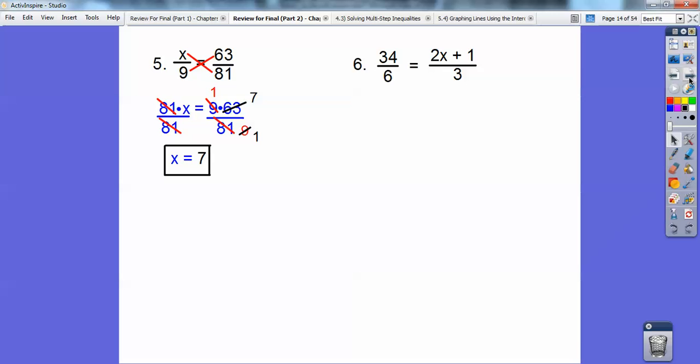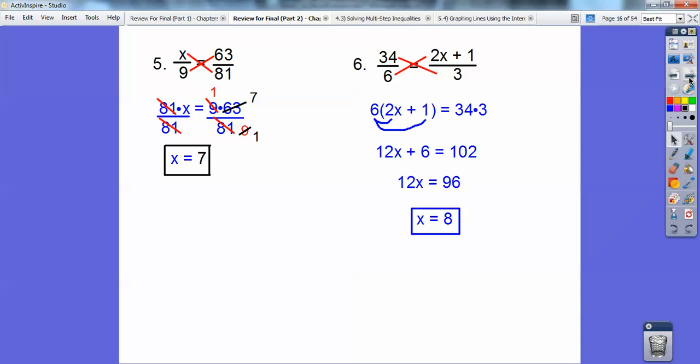Over here, cross multiply. Don't forget you have to distribute. I had to multiply 34 times 3 to get 102 because I couldn't do that trick on this one, since I had to distribute the 6 through. Then you subtract 6 from both sides. 102 minus 6 is 96, and then 12 goes into 96 8 times.